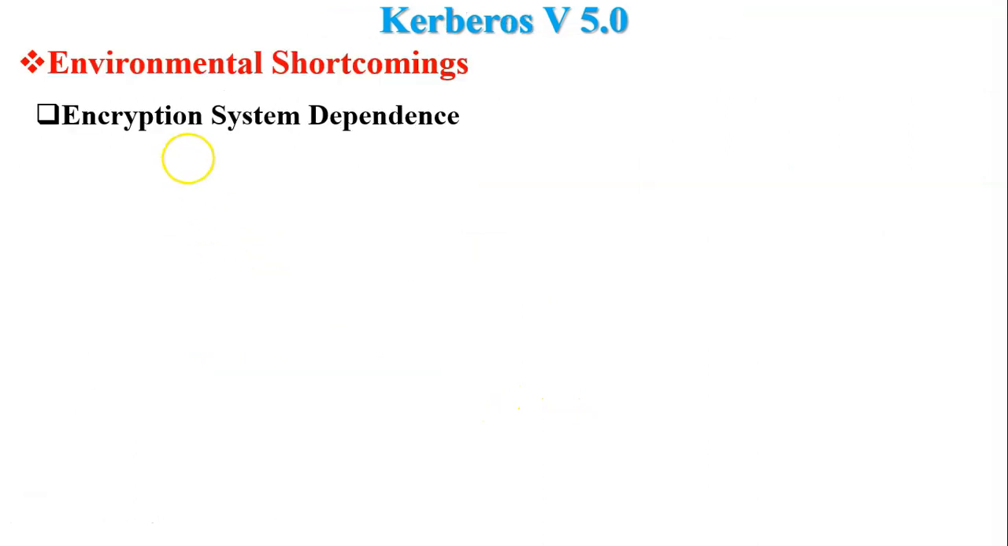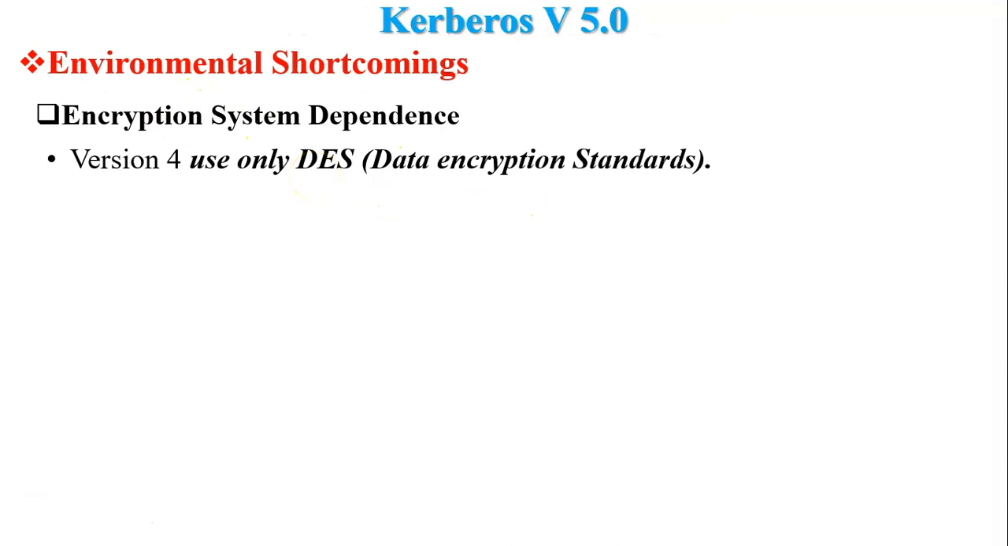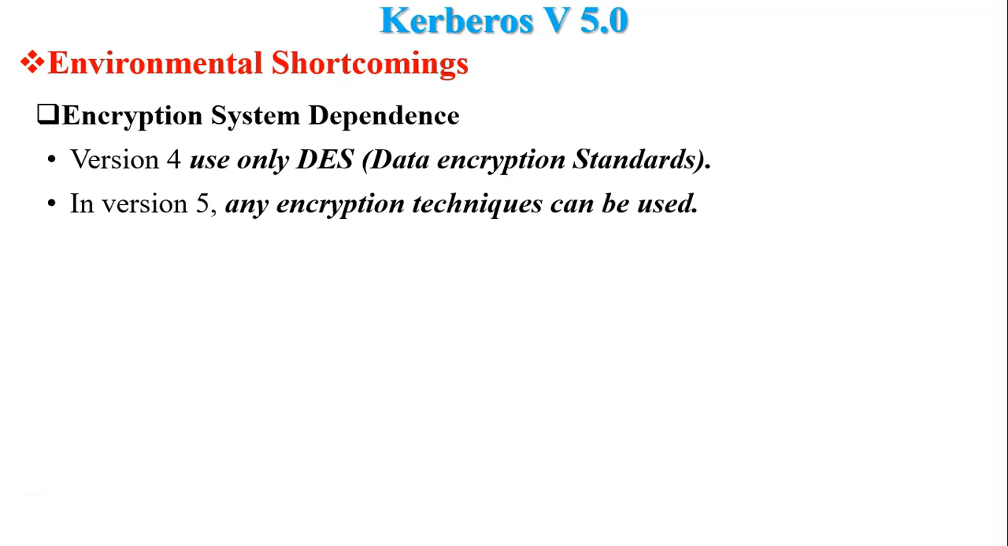First limitation is encryption system dependence. Kerberos version 4 uses only the DES algorithm. When the DES algorithm was created, it was a very strong algorithm. But nowadays there are many loopholes in the DES algorithm. So it is a limitation of version 4. In Kerberos version 5, any encryption technique can be used, like DES, AES, RC4 or any other symmetric algorithms.